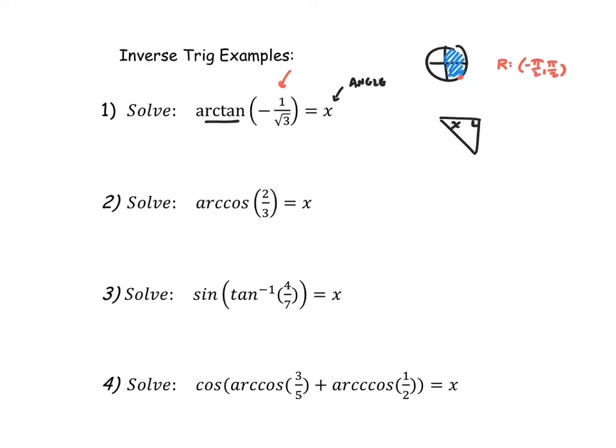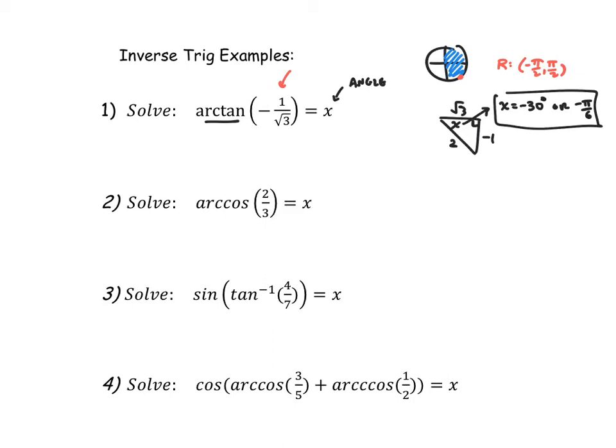So if I have a tangent of negative 1 over root 3, that would tell me the hypotenuse is 2, which means then that this angle x would have to equal negative 30 degrees or negative pi over 6. Either of those two would be acceptable answers. If a question asks you in degrees or in radians, just make sure it fits. So there's our answer for number 1.